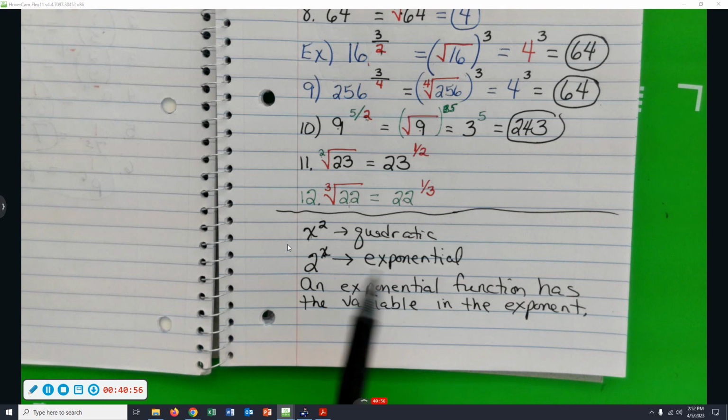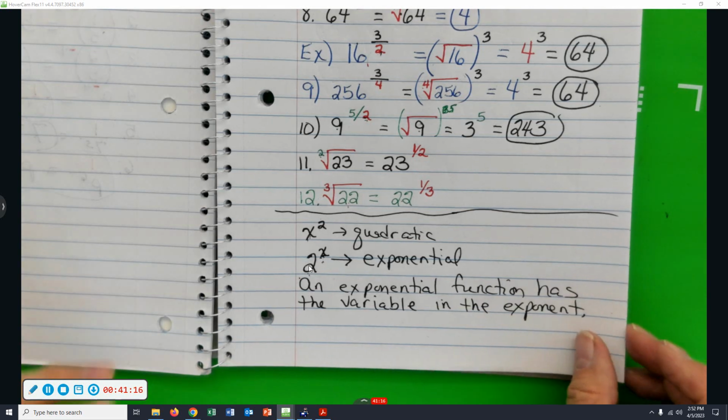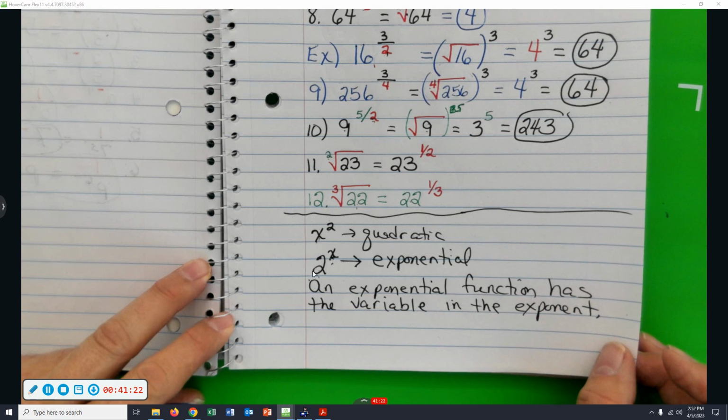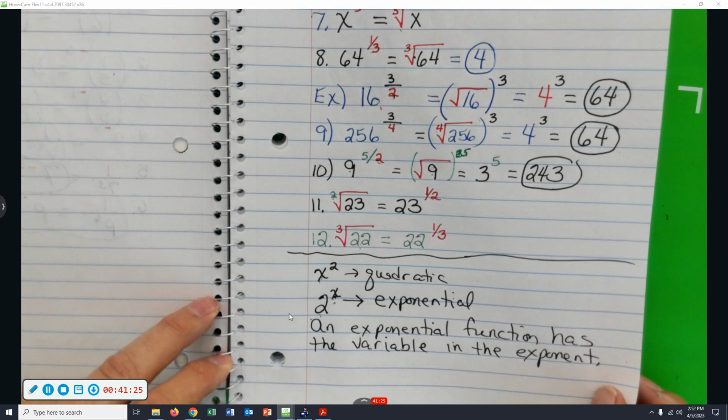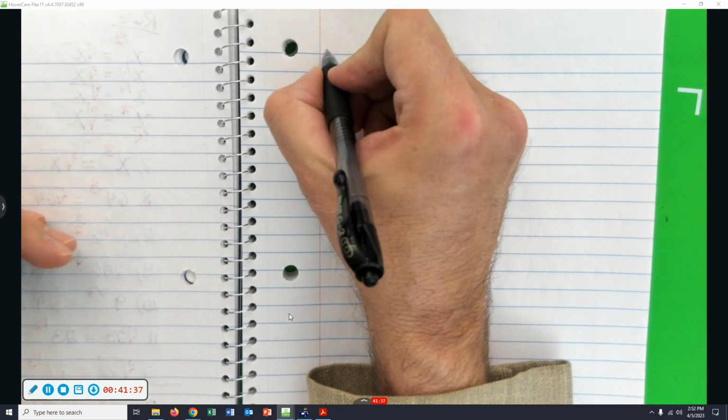Why would you not have 1 to the x? 1 to any power is going to be what? 1 squared, 1 cubed, 1 to the 1/2. It's just 1. So the base has to be a positive number, but not 1. And when we start talking about the base of logarithms on Monday, it'll be the same restriction. It has to be greater than 0, but not 1. So it can't be 1, 0, or a negative number.